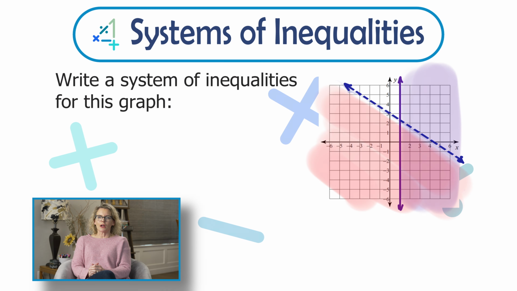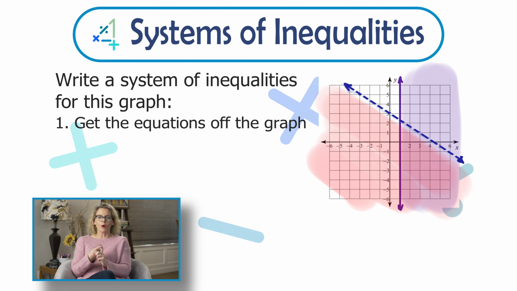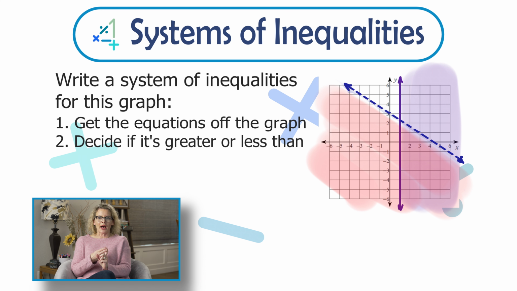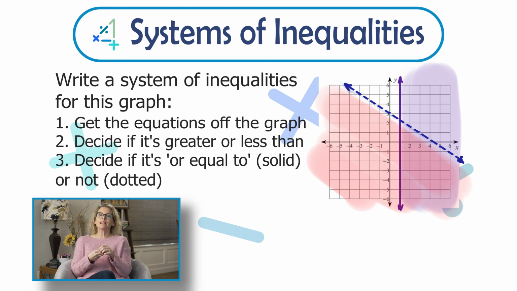They will give us the graph, and we need to give them the equations. It seems like a nice little puzzle. Here we have instructions to write a system of inequalities for this graph. This seems impossible unless we take things one step at a time. For each line, we will get the equation from the graph, then decide if it's greater than or less than based on the shading, and perhaps the easiest step will be if it has the little line underneath or not, based on whether it is a solid or dotted line.